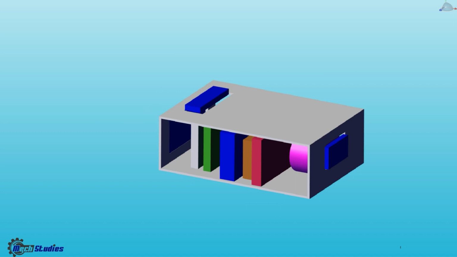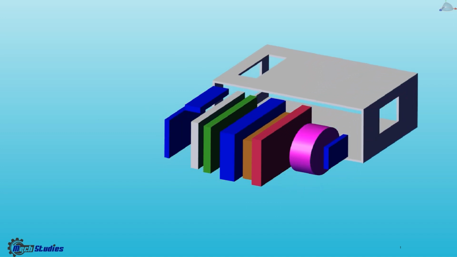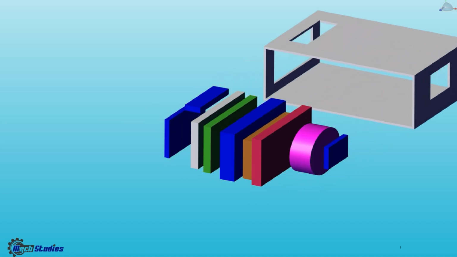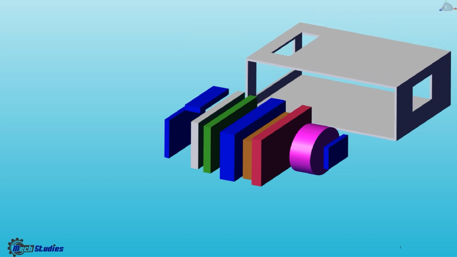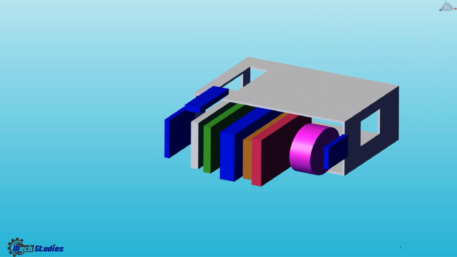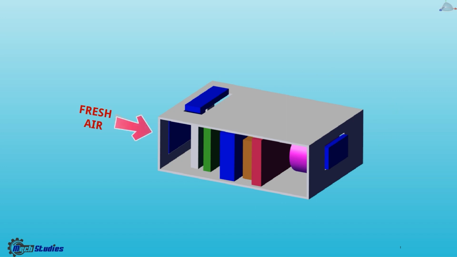Look at this rectangular metal box. This houses all individual components of the air handling unit and it is called the casing. It is basically the AHU envelope. And we have already learned that there are three different sides of each air handling unit. This is the fresh air side, this side is for supply air, and here is the return air side.